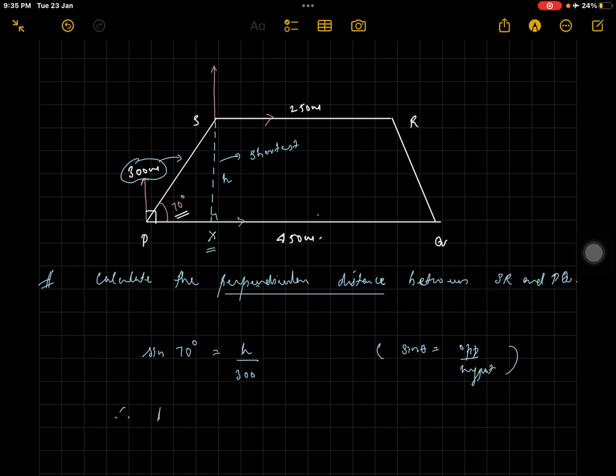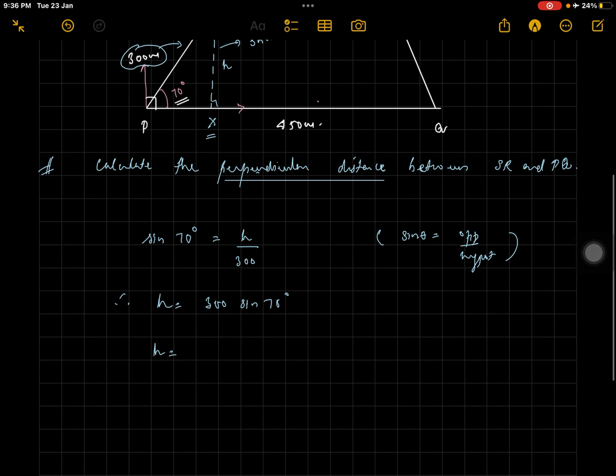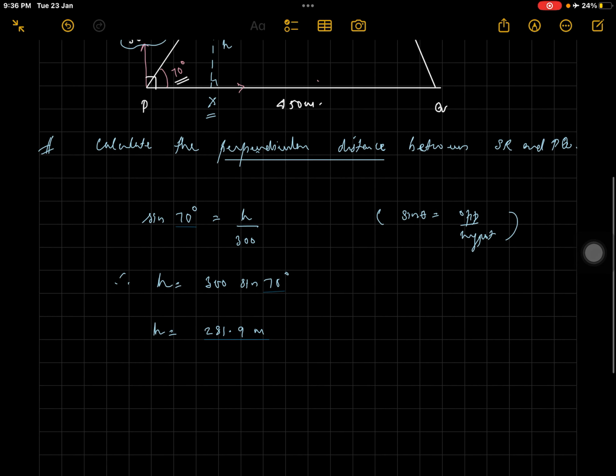So the distance h becomes 300 times sine of 70 degrees. If you can take your calculator and check the value, that should give us 281.9. The h is 281.9 approximately meters, which is surely less than the hypotenuse. But then we would like to leave our answers to three significant figures. If you like to leave it at three significant figures, we can approximate it to 282 meters.